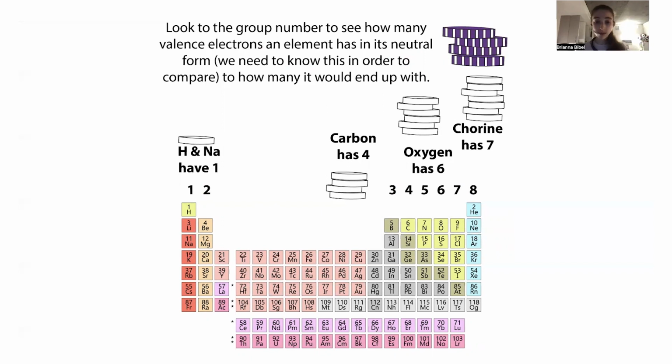When it comes to actually thinking about the formal oxidation number, I like to think in terms of poker chips. You can look to the group numbers, 1, 2, 3, 4, 5, 6, 7, 8. You can look to that to see how many valence electrons an element has in its neutral form, because we need to know this to know what it would end up with. In column 1, hydrogen and sodium have 1. Over here, carbon has 4, oxygen has 6, it's group 6, and chlorine has 7, it's group 7.